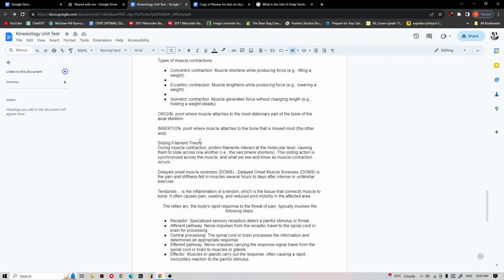Okay, next, what does origin mean? The point where the muscle attaches to the most stationary part of the bone, of the axial skeleton. Next, insertion. The point where the muscle attaches to the bone that is moved the most, the other end.